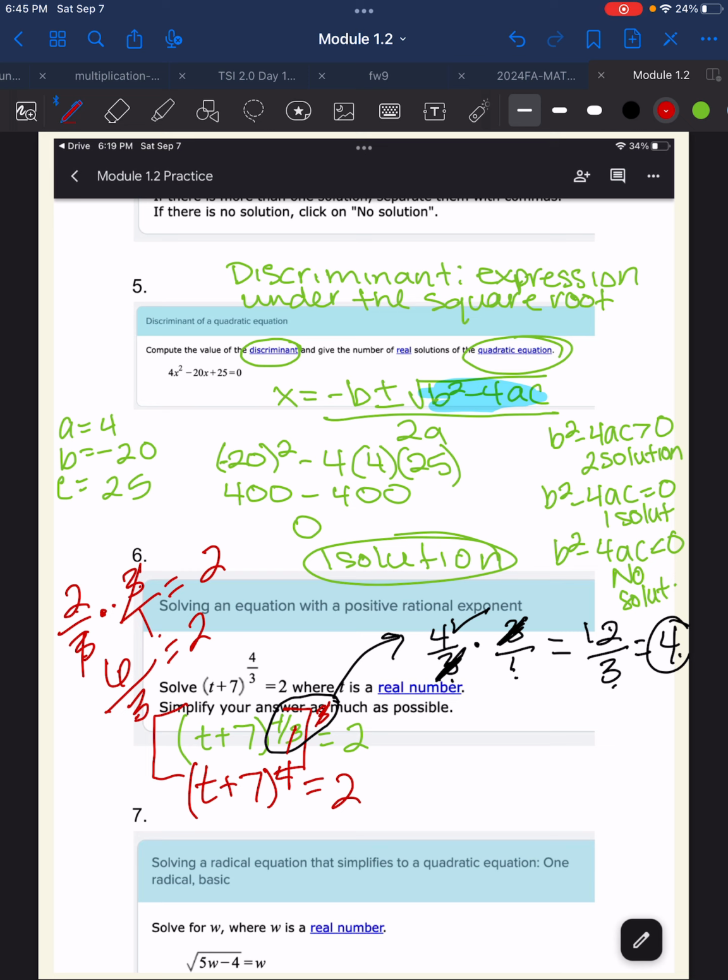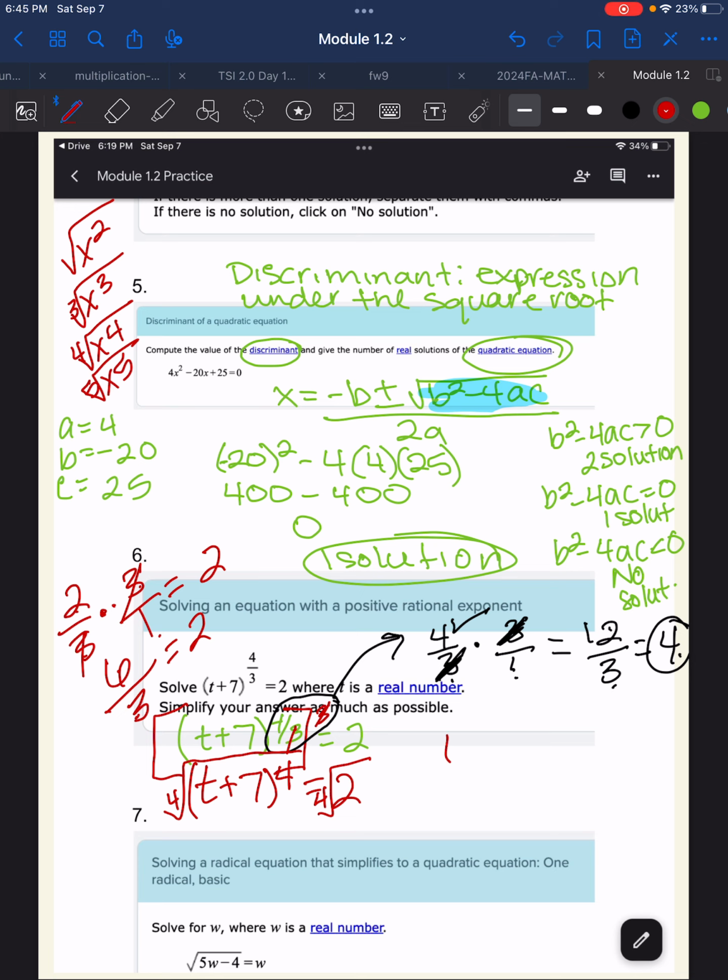Remember, x squared is the opposite of the square root. X cubed is the opposite of cube root. X to the power of 4 is the opposite of 4th root. X to the power of 5 is the opposite of 5th root. And it can go on and on and on. So if I want to get rid of that 4, then I need to do 4th root. Whatever I do to one side, I have to do to the other side.